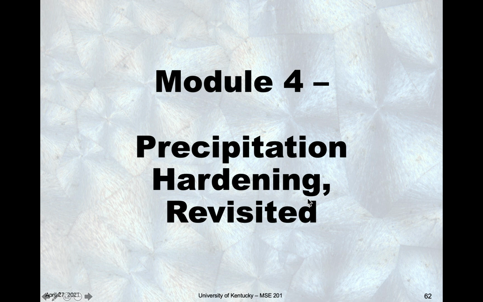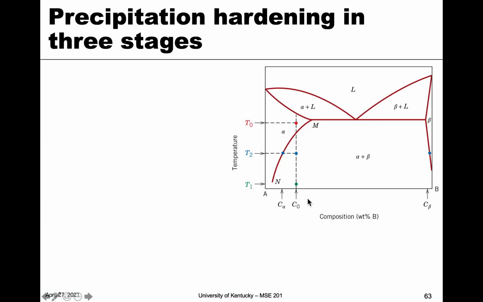All right, in this video, we're going to go over precipitation hardening again, but now using what we know about phase diagrams. All right, so precipitation hardening, that practice we use to form these secondary particles that impede dislocation motion, is done in 3 stages. So this actually seems like more than maybe what's necessary, but hopefully you'll see why we do each step.